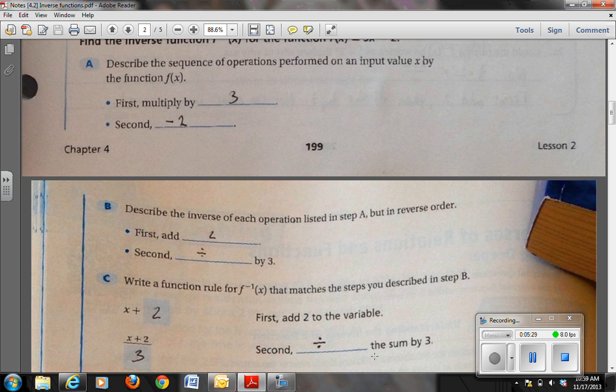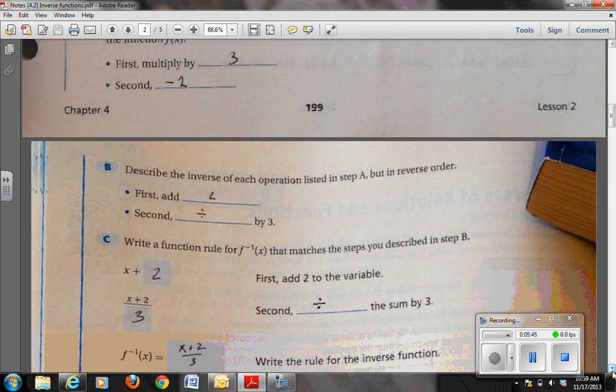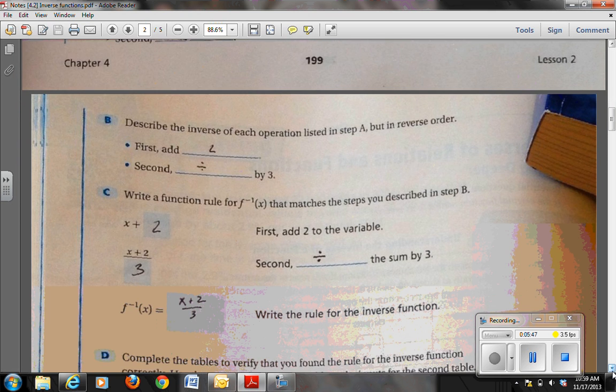So we're doing the inverse. The last thing we had done was subtracting 2, so this time we're going to add 2. The first thing we had done was multiplying by 3, so this time we're going to divide by 3. We're doing the opposites, trying to undo the original function's work to get the inverse function.